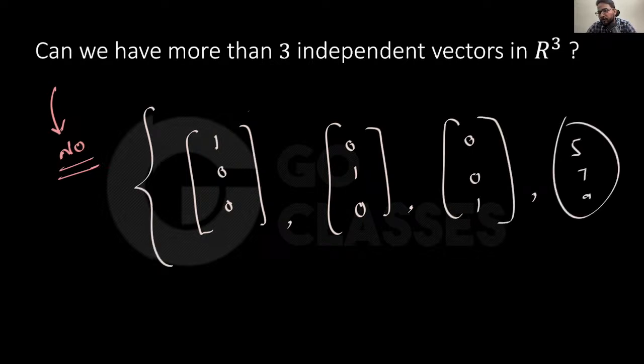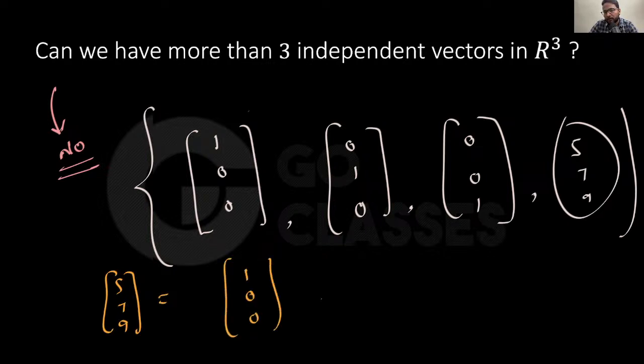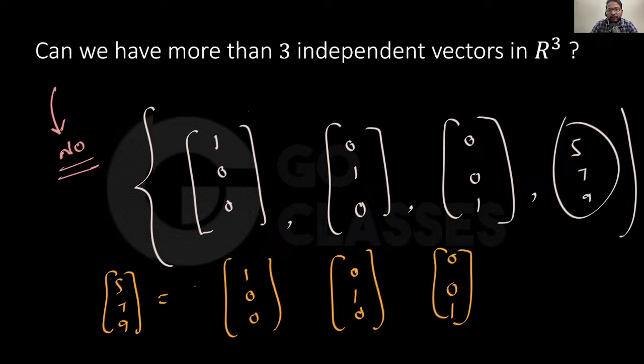Maybe 5, 7, 9. If you give me 5, 7, 9, I will say that 5, 7, 9 is a linear combination of these three vectors: 1, 0, 0, 0, 1, 0, and 0, 0, 1. How? It is basically 5 times this plus 7 times this plus 9 times this. So any vector that you have is a linear combination of these three vectors.